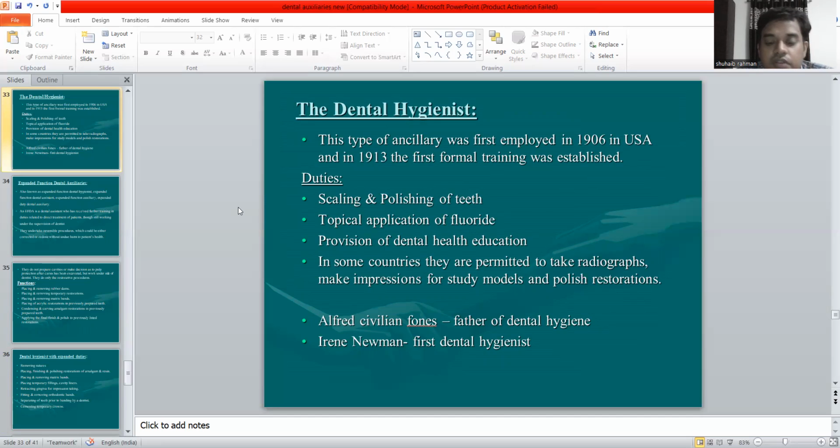The father of dental hygiene was Alfred Civilian Fones, and he trained Irene Newman, who was the first dental hygienist.